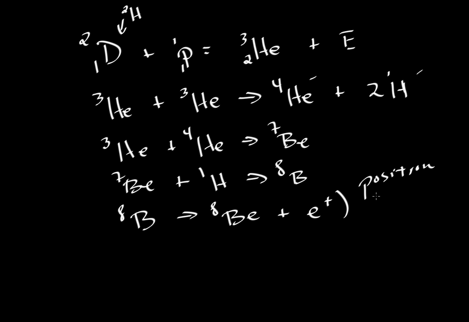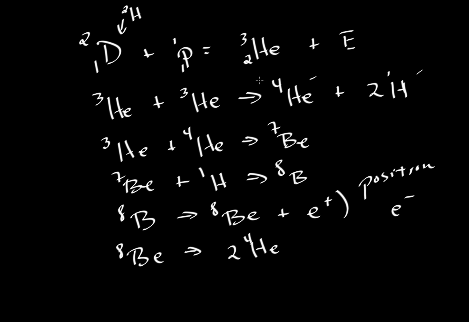It is the antiparticle of an electron. If a positron meets an electron, they will combine and release pure energy. Now, this is where the fun starts. We can take that beryllium-8 and it will possibly decay. It's actually quite likely to decay into 2 helium-4 atoms.